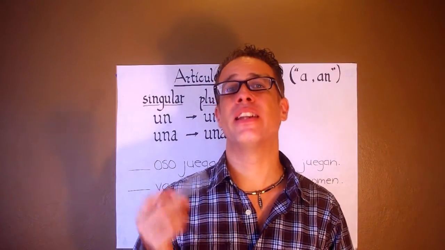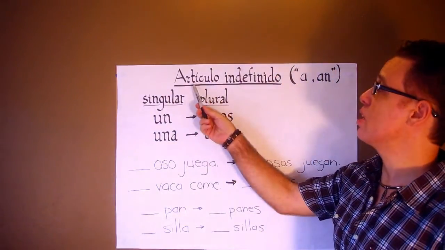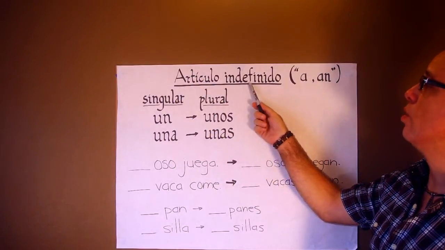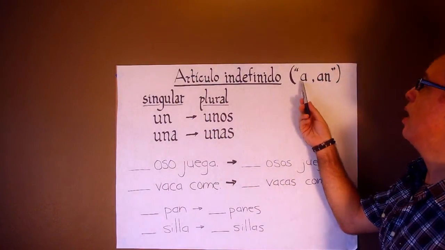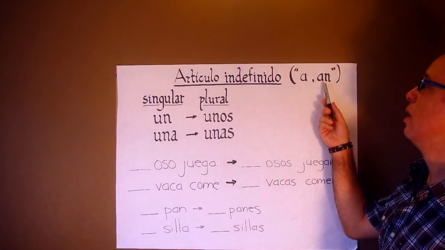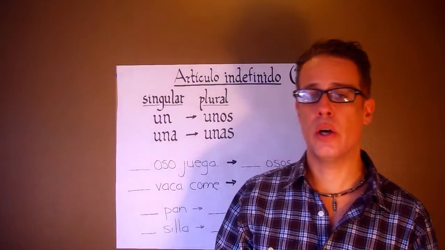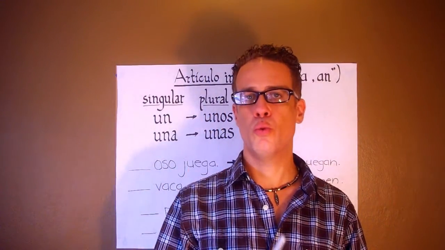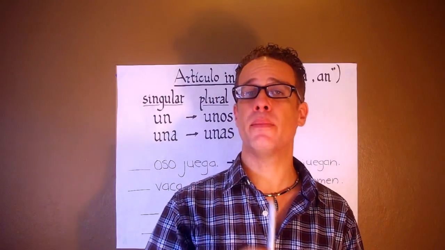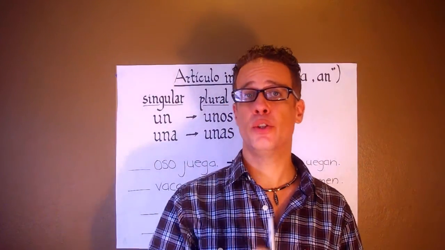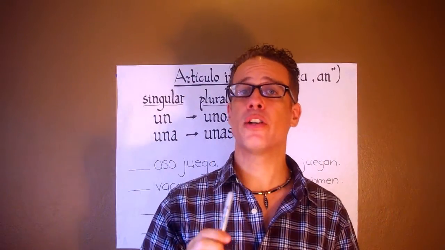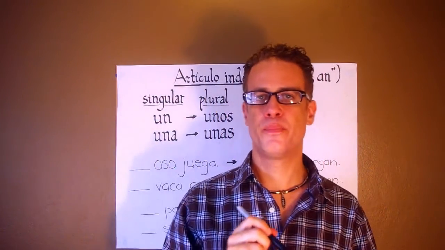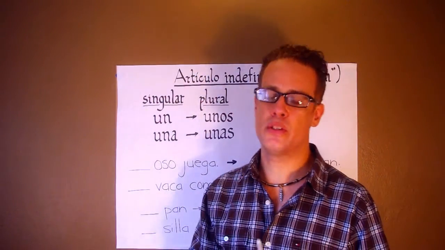Okay, so let's see now the indefinite article. Artículo indefinido. Indefinite article. Artículo indefinido, which in English is "a" or "an." If I say I have a car, you don't know which car. It's the first time I introduce this theme to you. You don't know the car, so I say I have a car, some car. You're not really sure which car. That's the use also in Spanish.